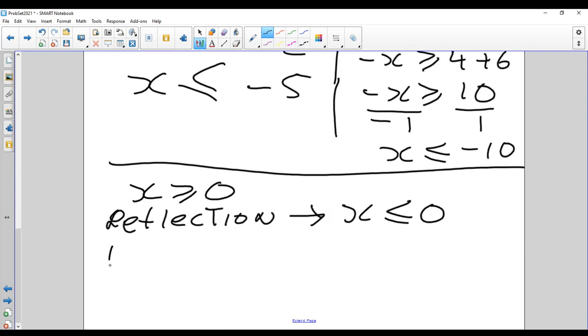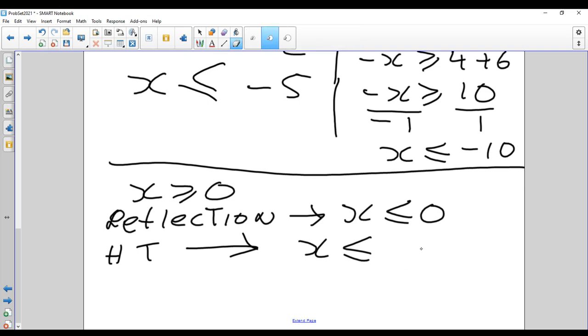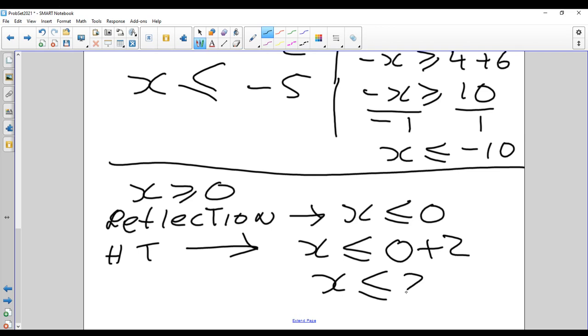So this is for the horizontal translation now. That's going to mean you're going to have x is less than or equal to 0 plus 2. Let's put 0 plus 2 to make it obvious. Which of course means x is less than or equal to 2. Okay? Because we're adding, because of the horizontal translation to the right by 2. That is our new domain.